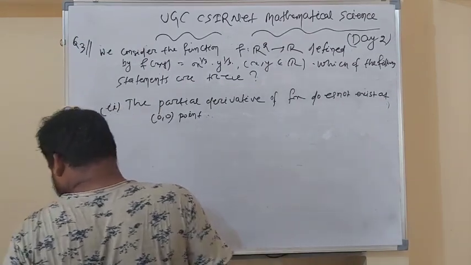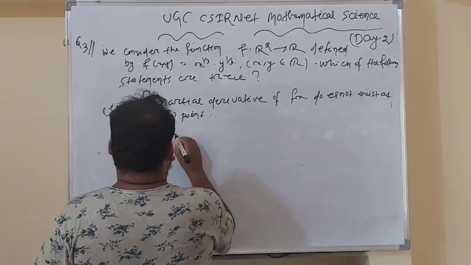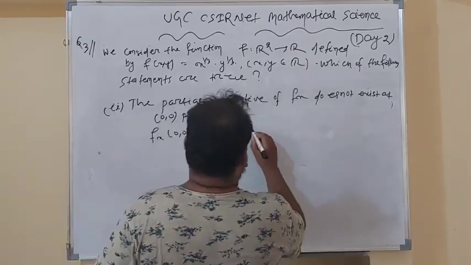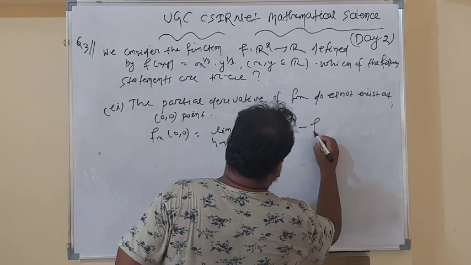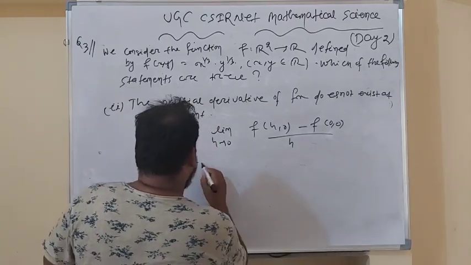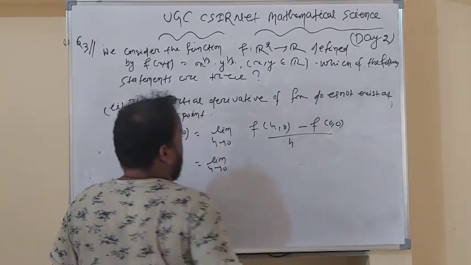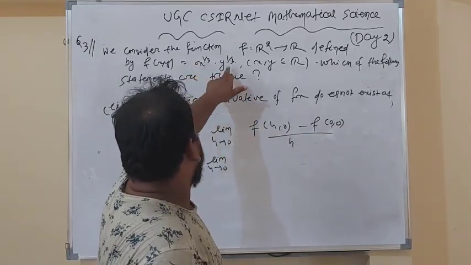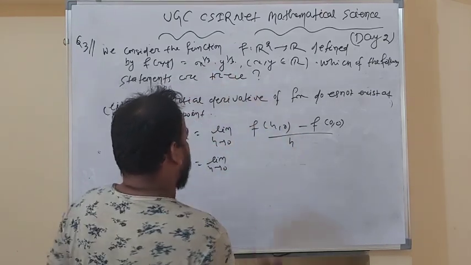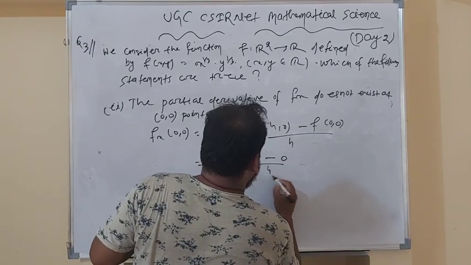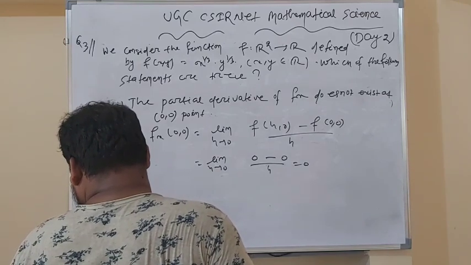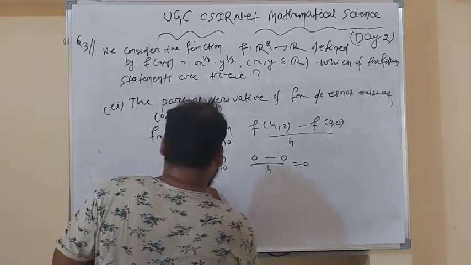The partial derivative of function f(x) exists means f_x at the point (0,0) is the limit as h tends to 0 of f(h,0) minus f(0,0) over h. Putting the value h for x and 0 for y, that is 0 minus 0 over h, which is 0. Then the function f_x(0,0) exists.